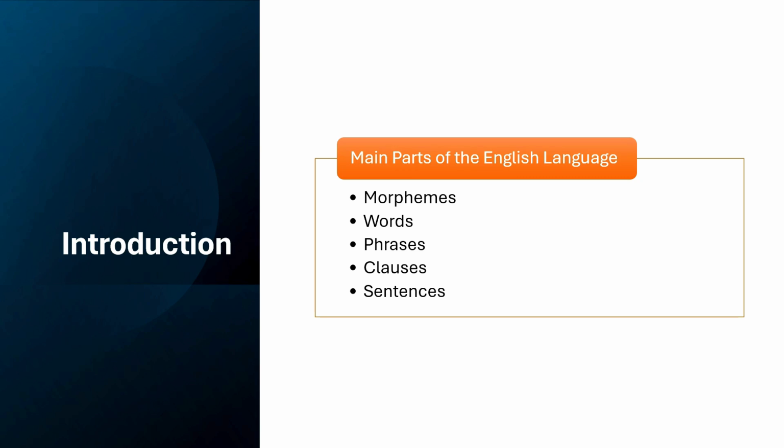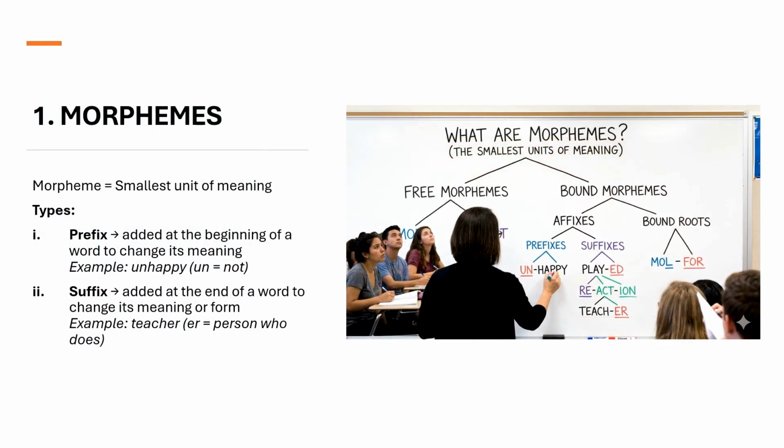Think of this like building a house. Small parts come together to make something bigger. First, we have morphemes. A morpheme is the smallest unit of meaning in a language. It cannot be divided further without losing its meaning. Now, there are two main types of morphemes.